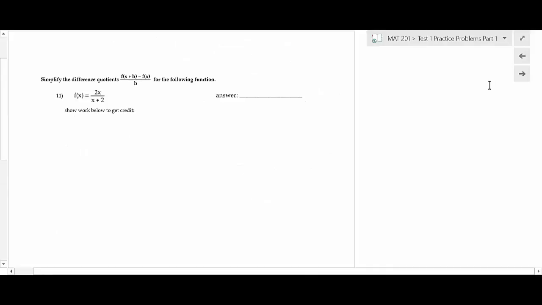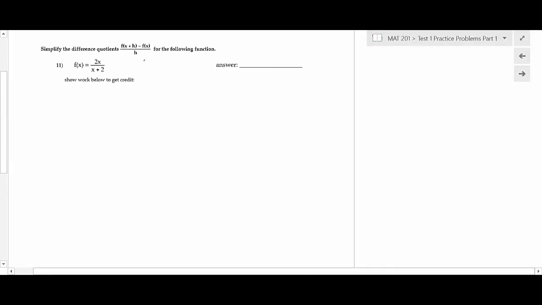Okay, moving to the next thing. Another thing I expect you to be able to do is a difference quotient, for different types of functions. So let's do a difference quotient on this one. So we have f of x plus h minus f of x all over h, and we're going to go ahead and crunch that out. We're not going to do a limit or anything. We're just doing a difference quotient.